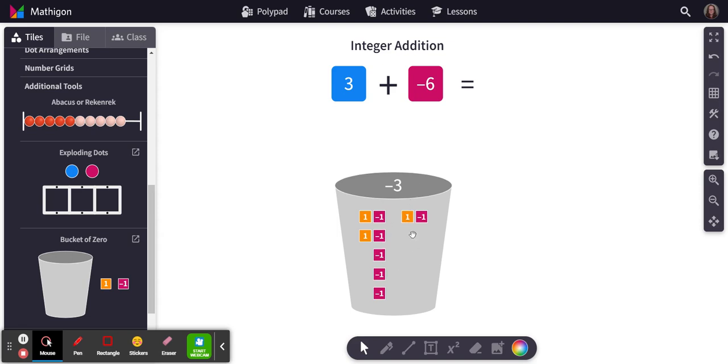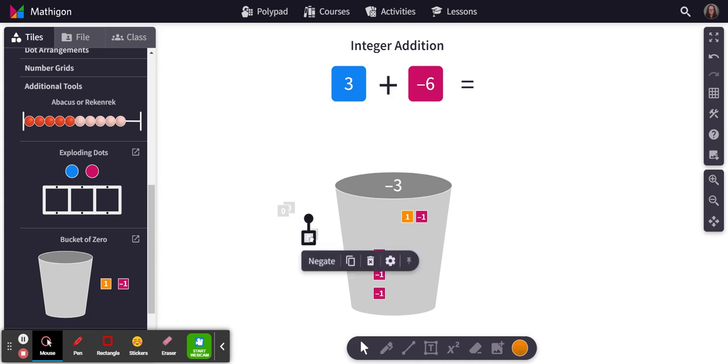But I have a lot more tiles in my bucket than just 3 negatives. I have some positives and I have some negatives. So how can we just be saying that I have negative 3? Well, whenever I have one positive and one negative, they cancel each other off and become a 0 pair. So if I take it out and look over here, they are equal to 0. So they're not doing anything to our value.